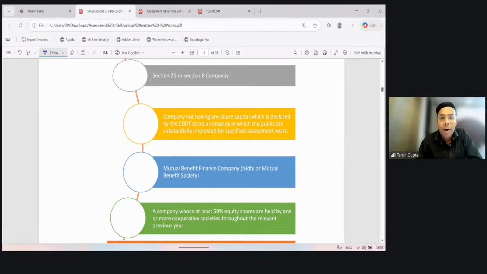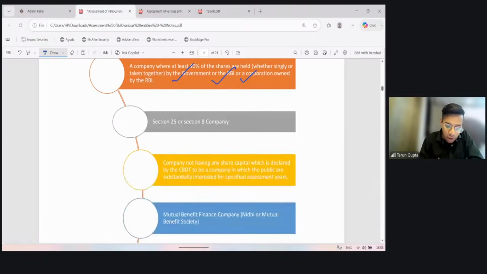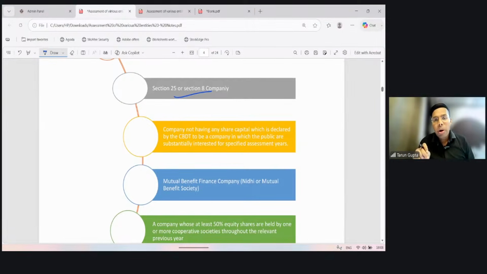Or if at least 40% of its shares are either jointly or severally held by the government, state government or central government, or RBI, or any corporation owned by the RBI, then also such company shall be treated as a widely held company. Section 25 or Section 8 companies are also treated as widely held company. A company not having any share capital, which is declared by the board to be a company in which public is substantially interested, is specifically treated as a widely held company.